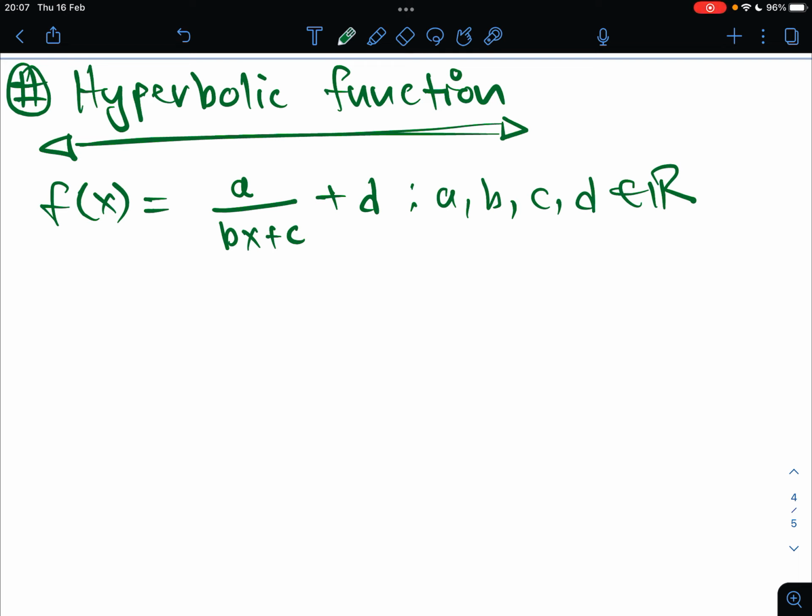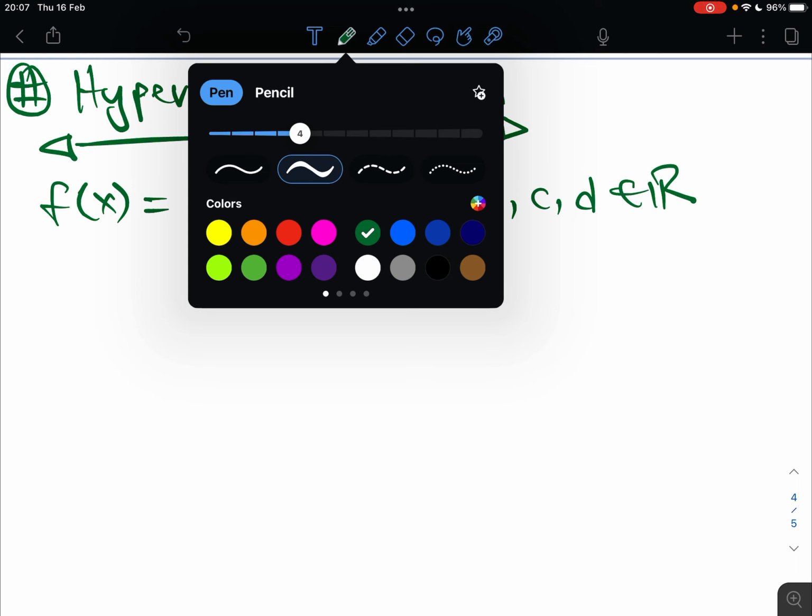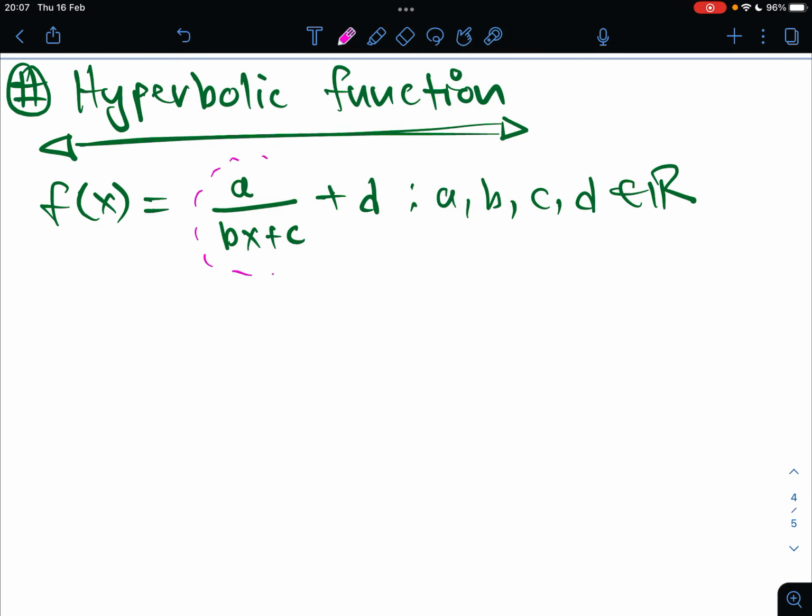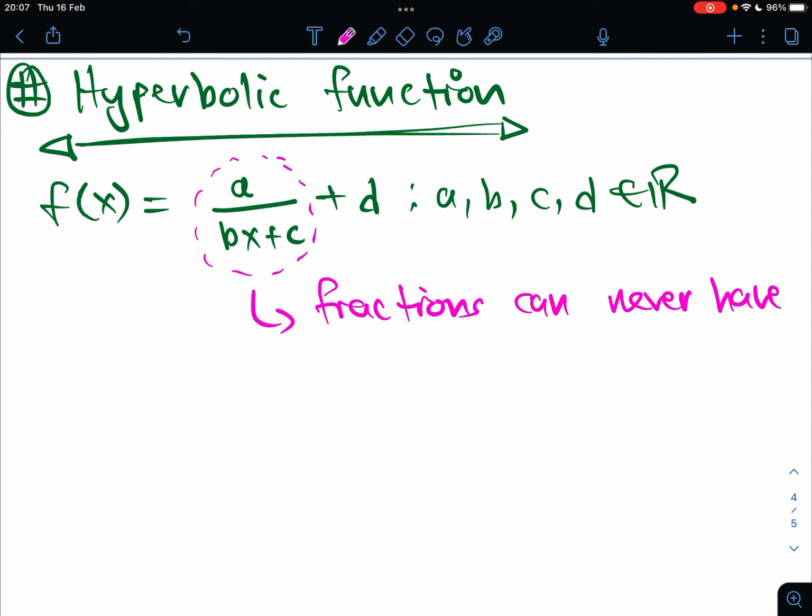One of the facts that we use every time when you're dealing with rational fractions, like the hyperbolic function, is this. There is one thing that you should always know every time when you have a fraction. You see that? So fractions can never have a denominator of 0. Fractions are characterized by the fact that they can never have a denominator which is 0.